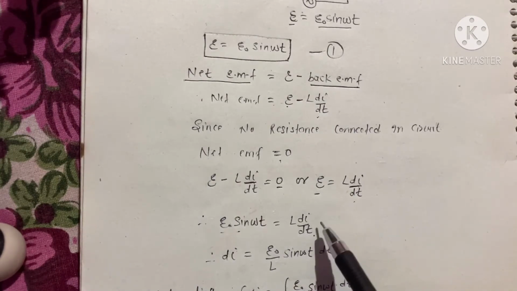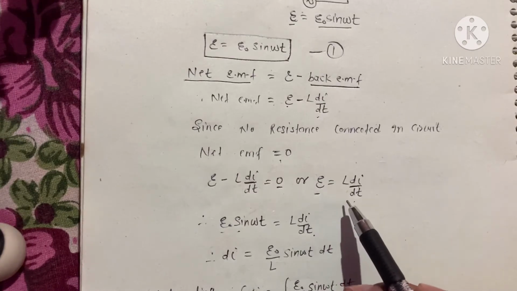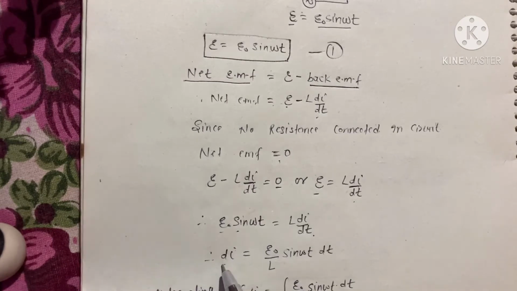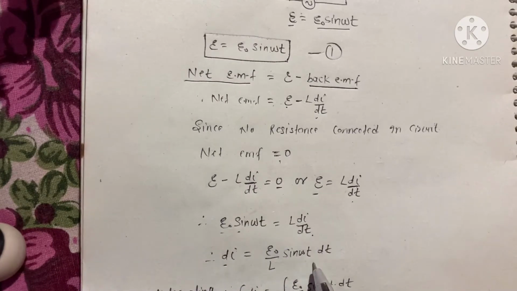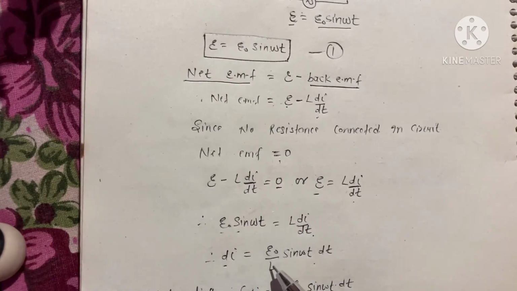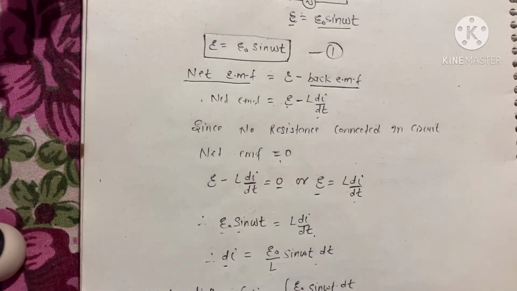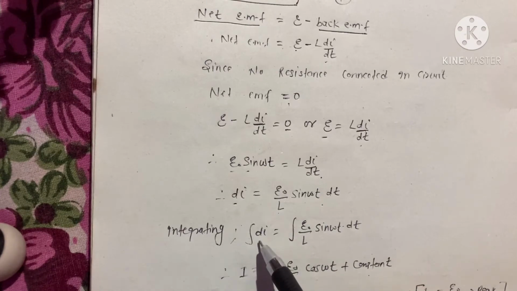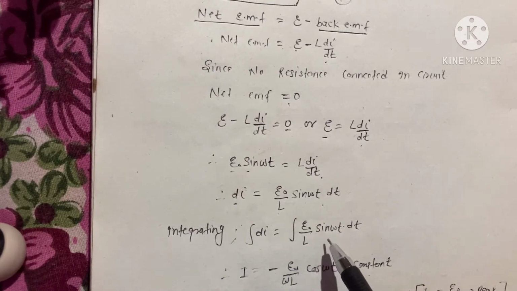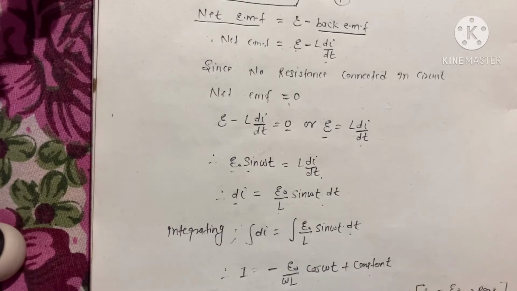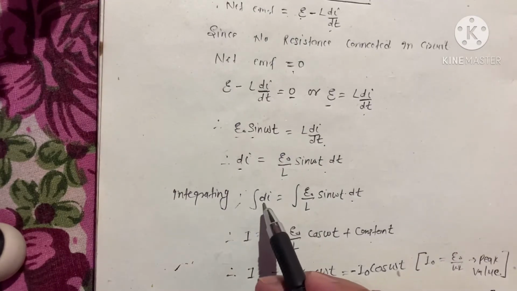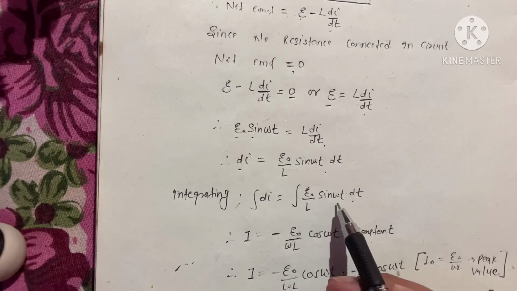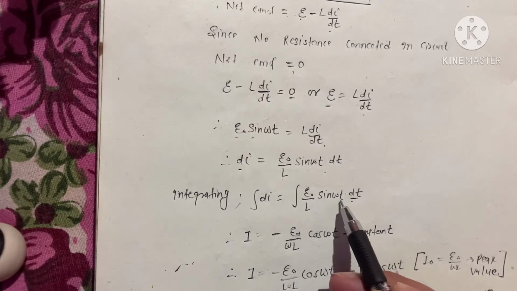We are converting this equation to integrate, so proper form is important. Therefore we take di on one side and the remaining terms on the other side. What we get is E0 by L sine omega t dt. Now integrating, the integration of di is equal to the integration of E0 by L sine omega t dt. The integration of di becomes I, and for sine omega t we are integrating with respect to t.